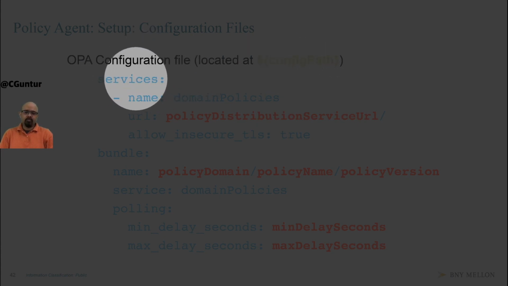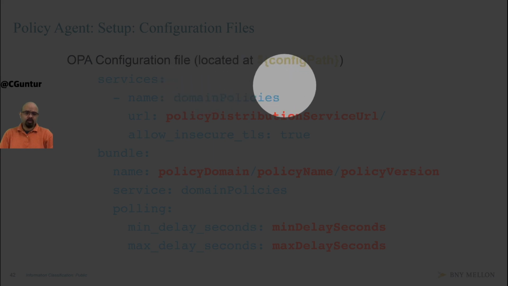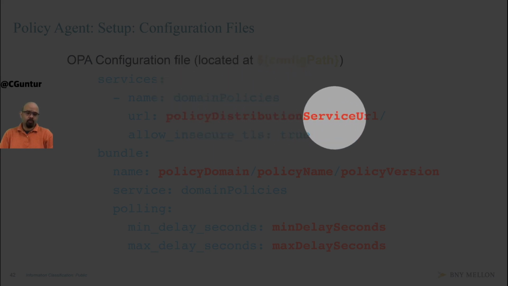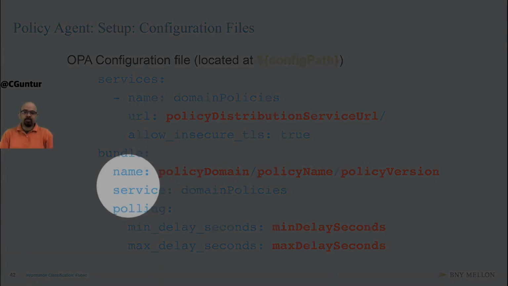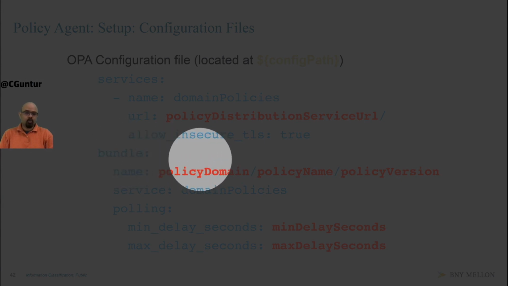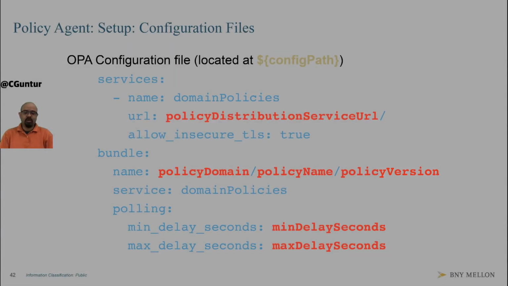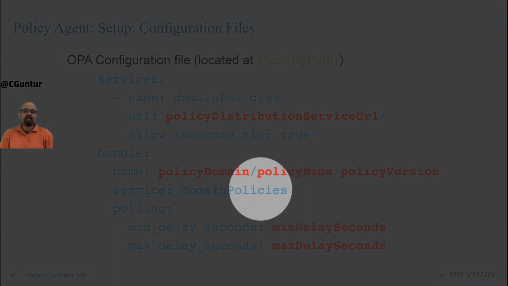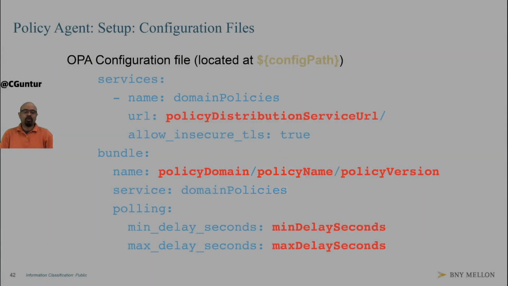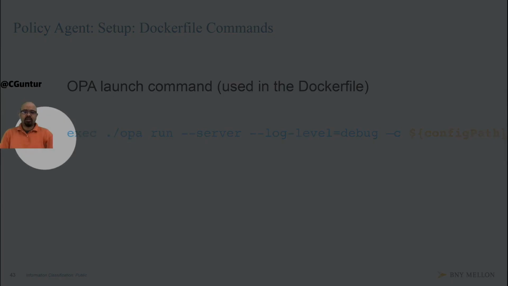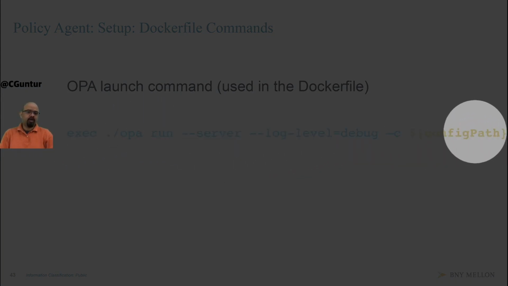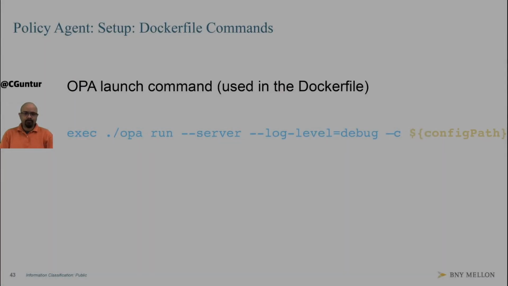In here, we mention the services that can author the policies and where they would be found. This is the distribution service URL, so there is a specific URL tied to this particular service. In addition, it specifies what the bundle name is, the coordinates for the bundle, which is very similar to Maven coordinates, and the services that can consume that bundle. So we actually have entitlements on which service can consume what bundles. The Docker command is quite simple. It uses an exec, launches OPA, and provides the config path that we just created.